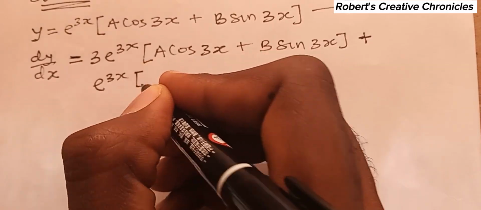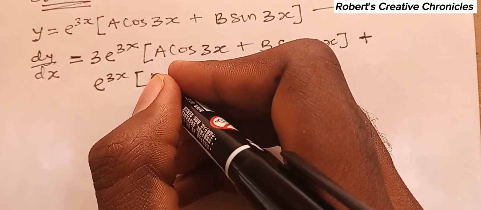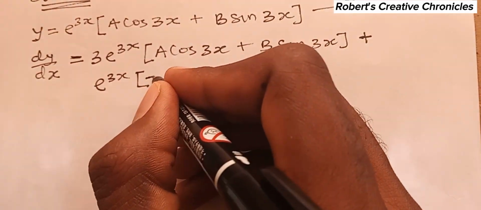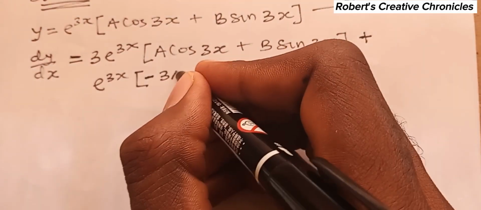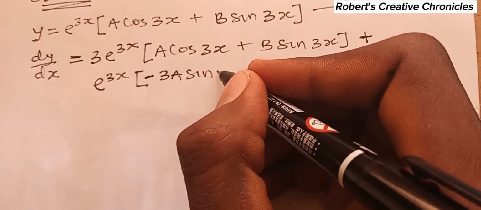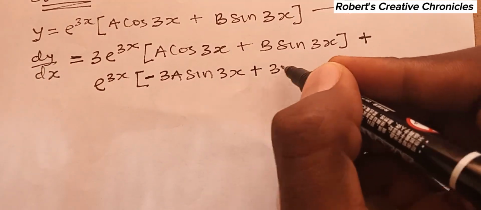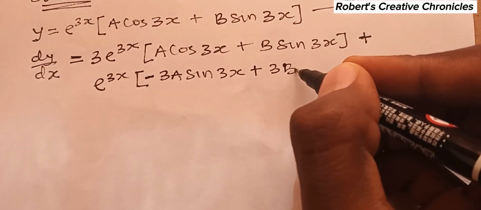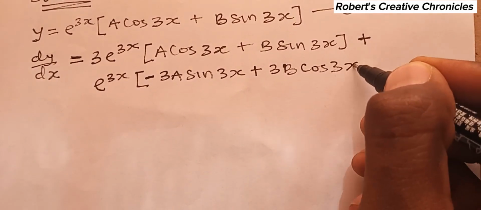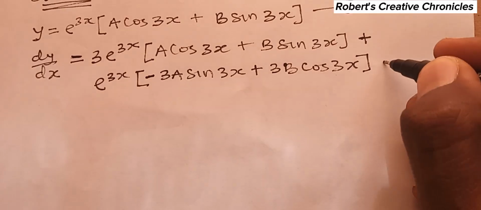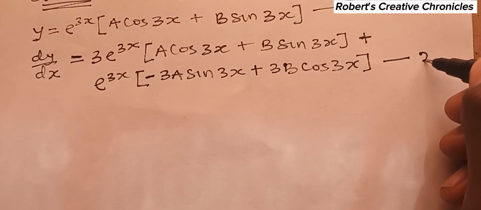e^(3x). Derivative of this is what? Is negative 3a sin 3x plus 3b cos 3x. So this is our equation 2.